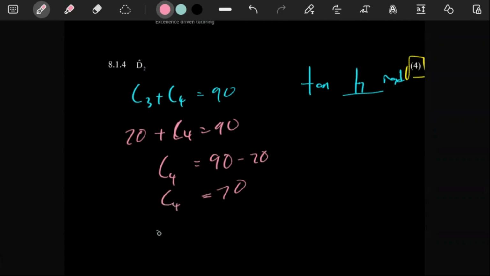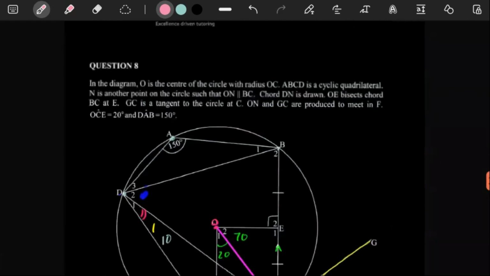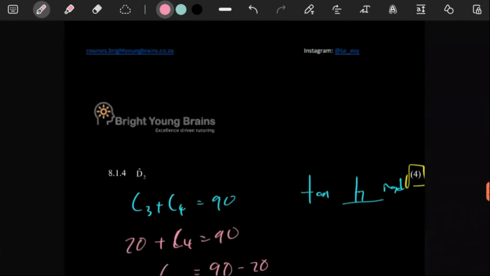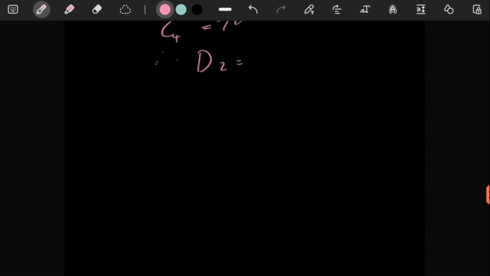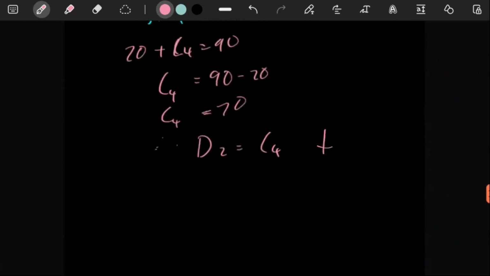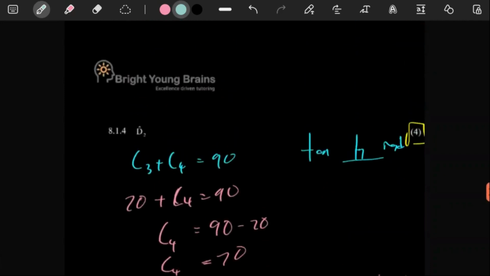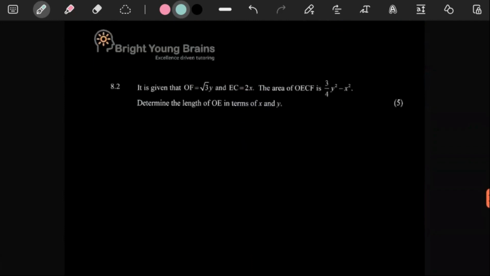So here, therefore, D2 is equal to what? D2 is equal to C4, right? Because of the tan-chord theorem. C4, the reason is tan-chord theorem. After doing that, you know that therefore D2 is equal to 70 degrees as well, and you can move on because life is good.